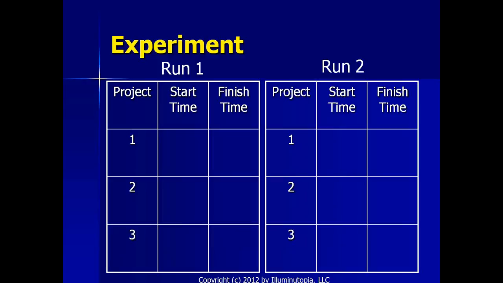We're going to do the first run using bad multitasking, where we're trying to do all the projects at the same time. So we write each one: we write 1, circle, A, then 2, triangle, B, etc. And we're going to measure the time it takes to start and finish each one of these projects.